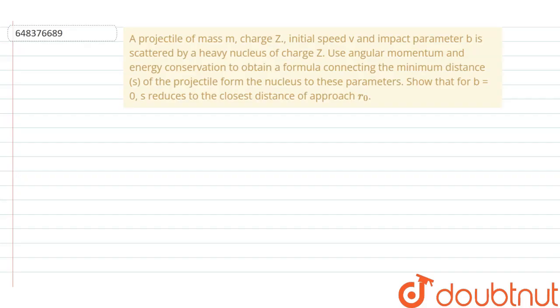Hello everyone. In the question, it is given that a projectile of mass m, charge Z', initial speed v, and impact parameter b is scattered by a heavy nucleus of charge Z. Use angular momentum and energy conservation to obtain a formula connecting the minimum distance s of the projectile from the nucleus to these parameters, so that for b equals 0, s reduces to the closest distance of approach r0. So here we need to prove that for b equals 0, s reduces to the closest distance of approach r0. Now let's see the answer.